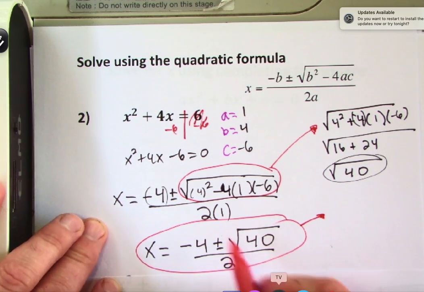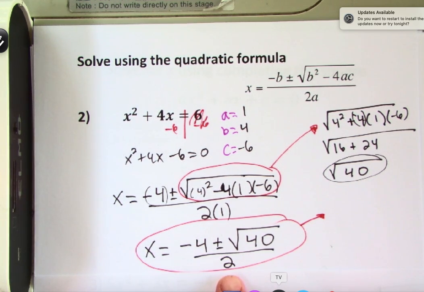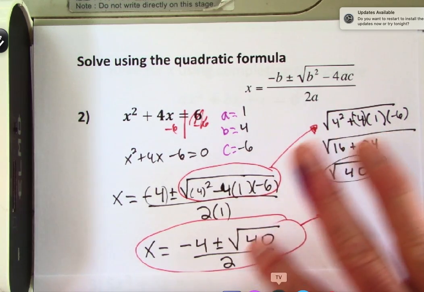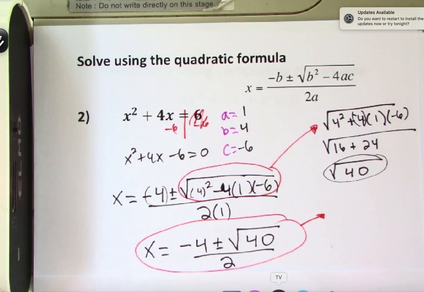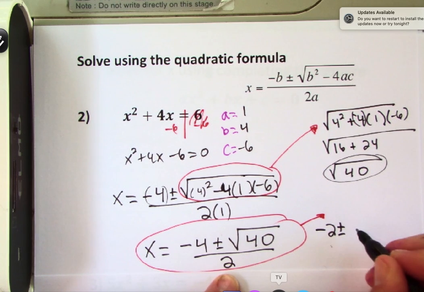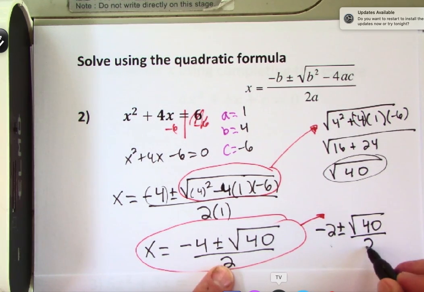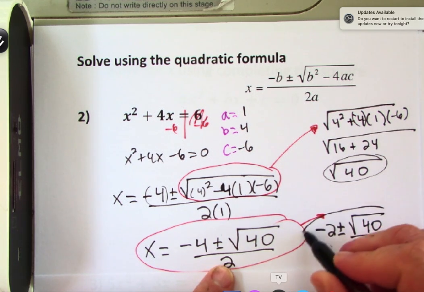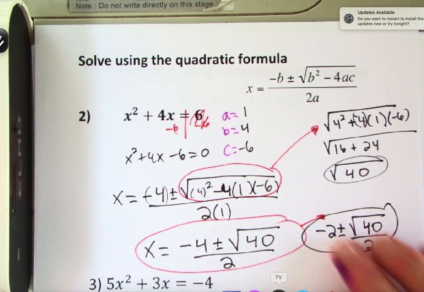One more thing we can do: the top is being divided by 2, so you can do negative 4 divided by 2. We haven't talked about it, so for now you can't just divide the 40 by 2. That's not how it works. So we can divide negative 4 by 2 and get negative 2 plus or minus the square root of 40, but the square root of 40 still needs to be divided by 2. If you wanted to get there, that's cool. We can simplify it further, but this year we're not.